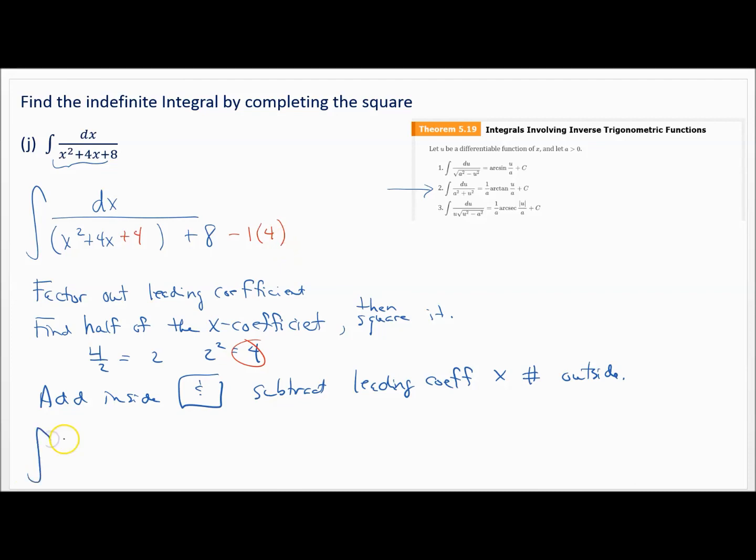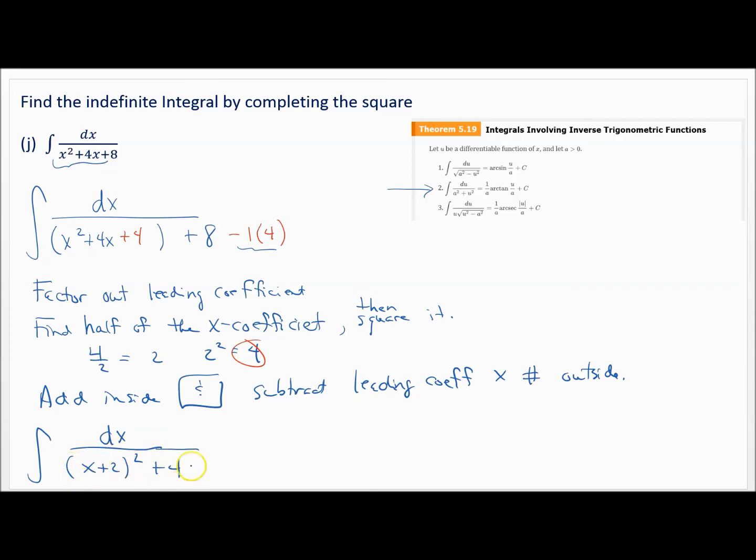Okay, so we have the integral of dx in the numerator. That's going to give me x squared plus 4x plus 4. Now that factors into a perfect square. It's x plus 2 times x plus 2, or x plus 2 squared. And then the 8 minus 4, not 14, this is multiplication, 8 minus 4 gives me plus 4.